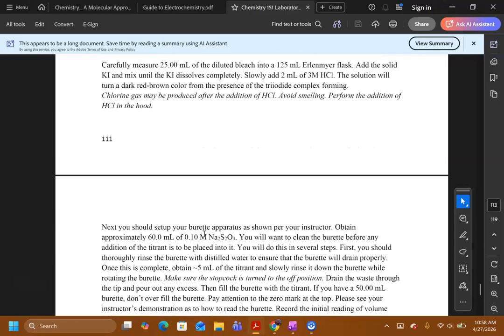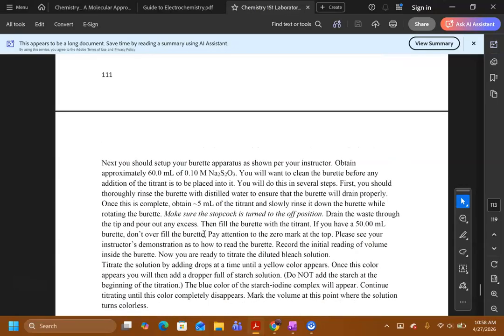So again, once you've gotten your solutions made, you've got your burette set up, then you go through the titration. You're going to perform that scout titration to the end point, and then you'll repeat that 3 more times if you need to do it 3 more times.